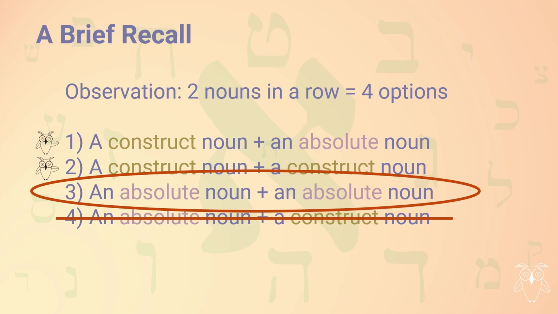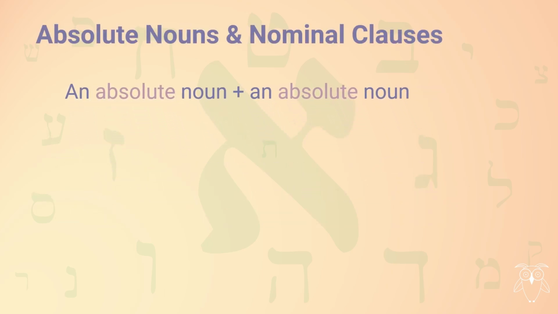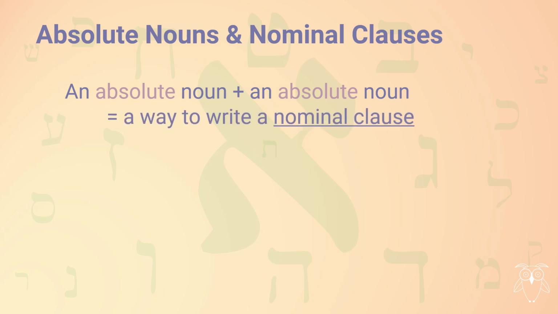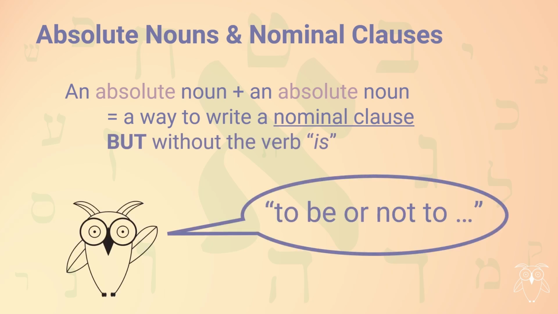And this is where our understanding of nominal clauses becomes useful again. For one of the ways in which Biblical Hebrew can form a nominal clause is by placing the two nouns that form the nominal clause right next to each other in the absolute state without the verb "is." Let's look at an example.